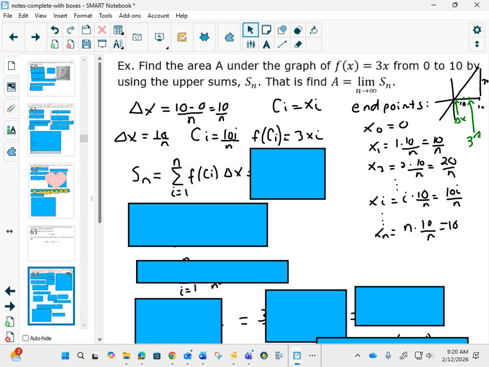So now if we wanted to find all the upper sums, we would add up all of the f of ci's times change of x's, which, because the f of ci's are 3xi's, and the change of x's are 10 over n, we can write this as 3xi times 10 over n.